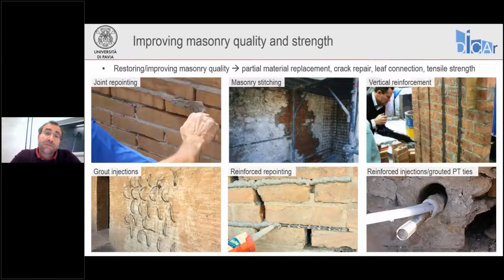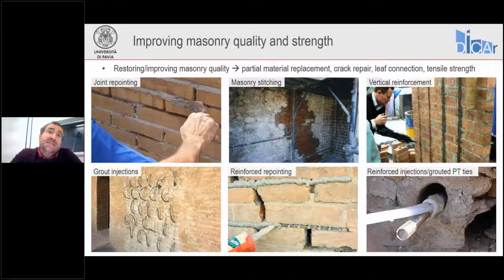Now, to improve masonry quality and strength, we have some more traditional techniques which typically tend to restore or improve the masonry quality by replacing part of the materials. For example, you may have joint repointing, where part of the mortar joints are removed for about 5 centimeters or so in depth, and they are replaced with new, more performing mortars.